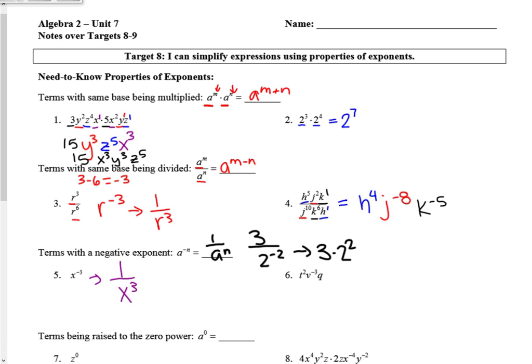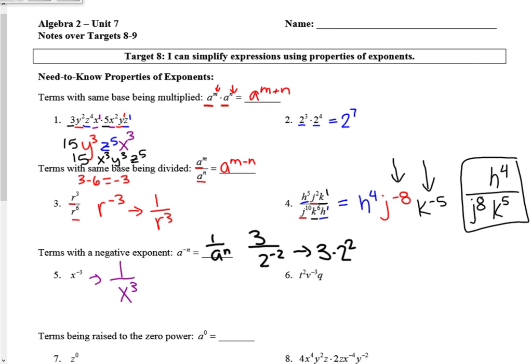Let's go look at 4 now, and then we'll go down to 6. If I look at 4, the only thing that's wrong in here is I have a negative on the j and I have a negative on the k. That h to the fourth is going to stay in the numerator. It has a positive exponent. The j has to move down. When I move it down, the exponent becomes positive, so I have j to the eighth. The k has to move down, so when I move the k down, that also becomes positive, and I have k to the fifth. That would be your final answer because you have all positive exponents on it.